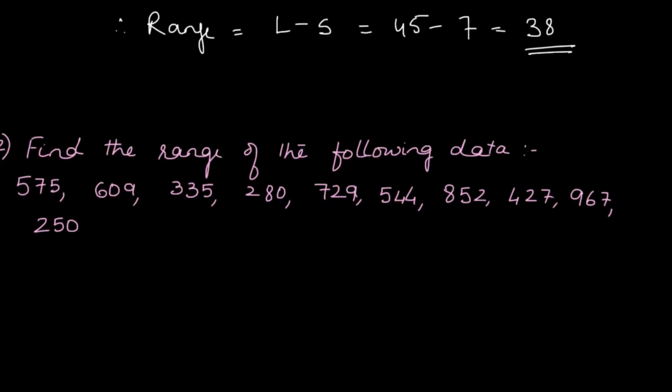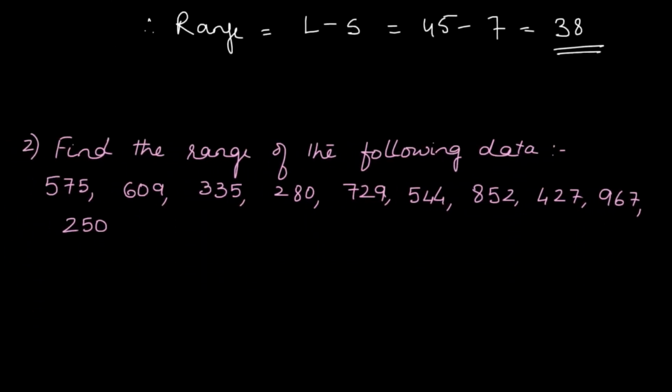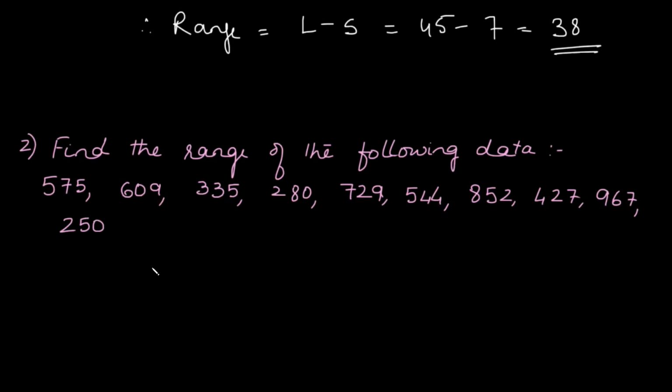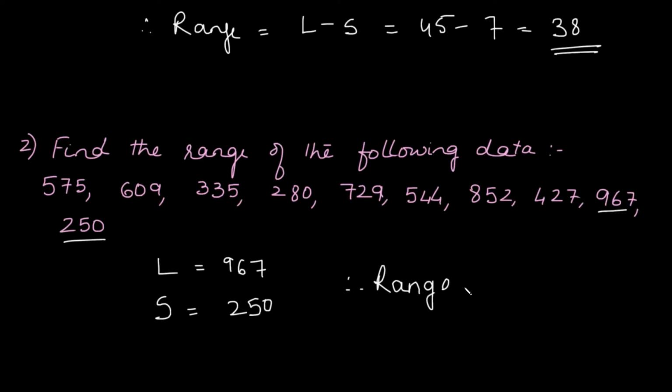Likewise, the second sum. Again, the second question, same thing, the data is given over here. We just find L and S in this case. So L, the largest value from this data, is 967, as you can see over here, and the smallest value over here is 250. So therefore you can find the range by yourself by doing L minus S. I am leaving it to you to find the answer.